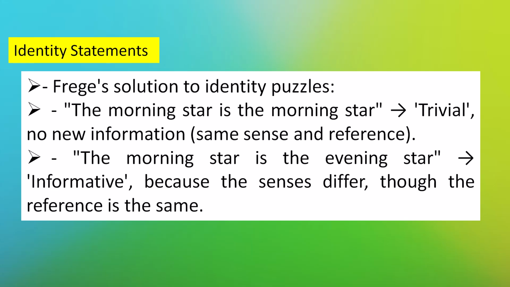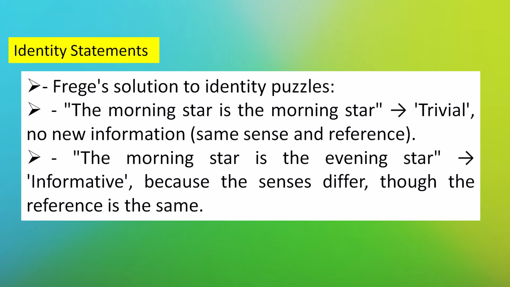So Frege made this distinction between sense and reference to solve the puzzle of identity statements. Consider again, the morning star is the morning star. This is a trivial, uninformative statement because it just states that something is identical to itself. The sense and reference of both sides are identical, so the statement offers no new information.